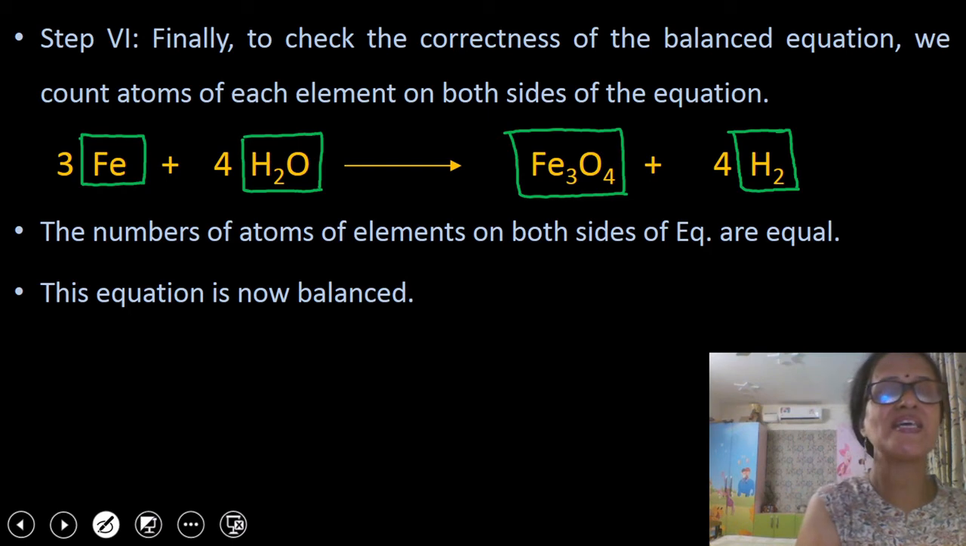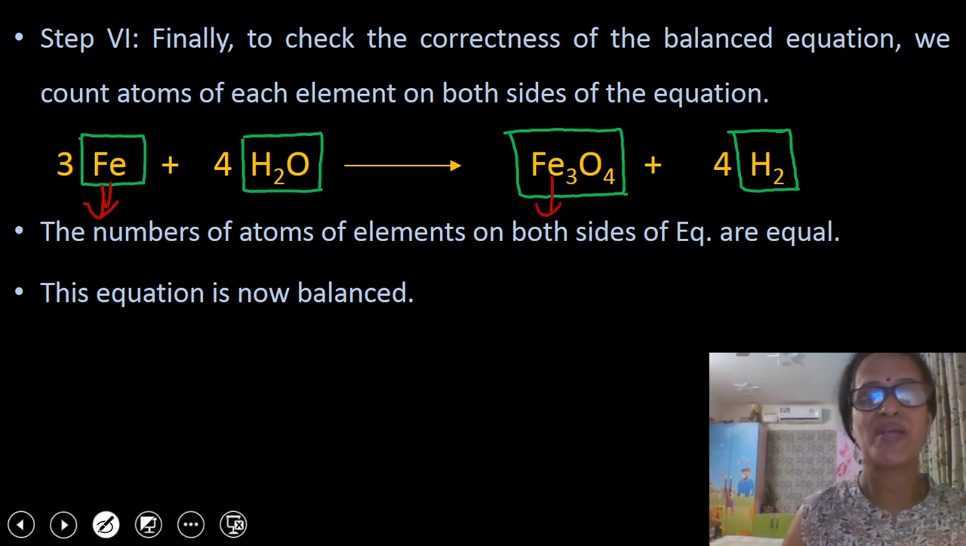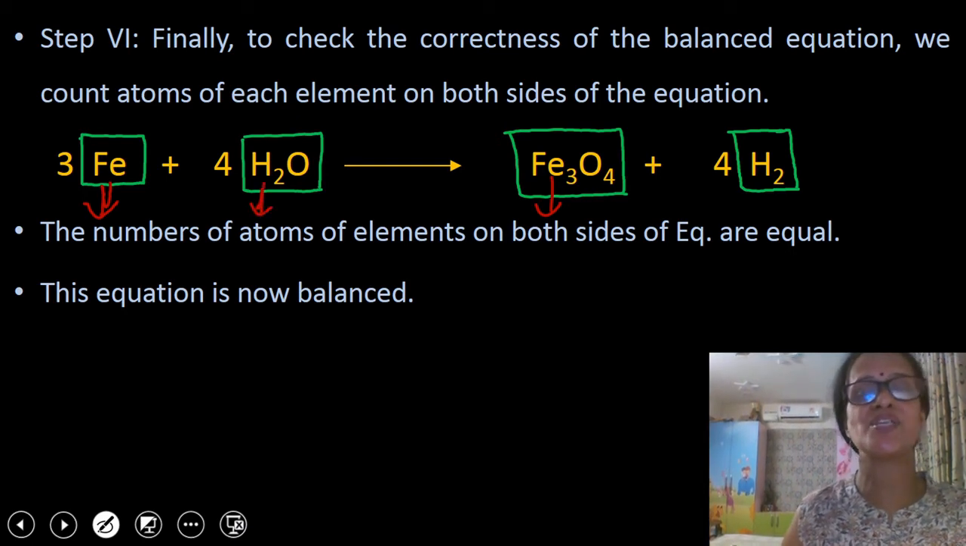So you can see that we have 3 atoms of iron in the reactant side, and in product side also we have 3 atoms of iron. Now look at hydrogen atoms. In reactant side we have 4 into 2 means 8 atoms of hydrogen. Similarly, in the product side also we have 4 into 2 means 8 atoms of hydrogen.